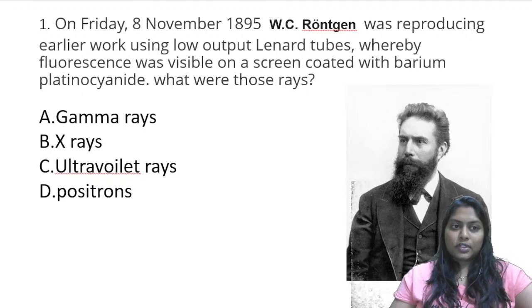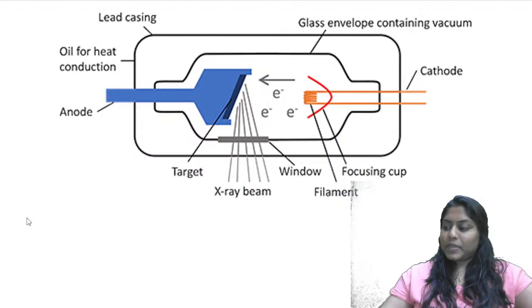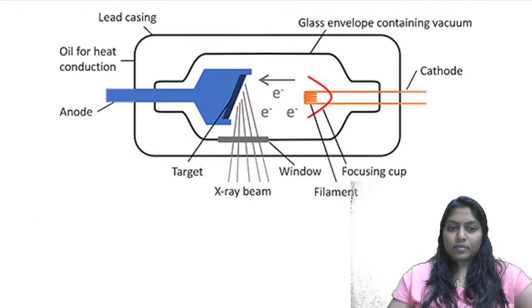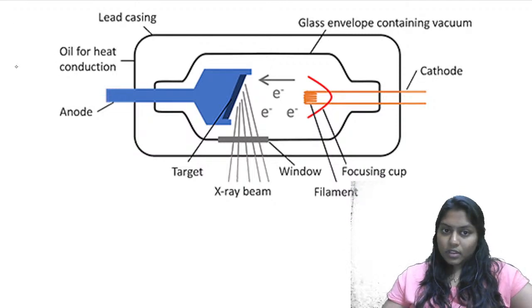I'm waiting for the answers. So let us discuss a bit more about X-rays. So X-rays are produced from the cathode, which is made up of tungsten filament, and electrons.